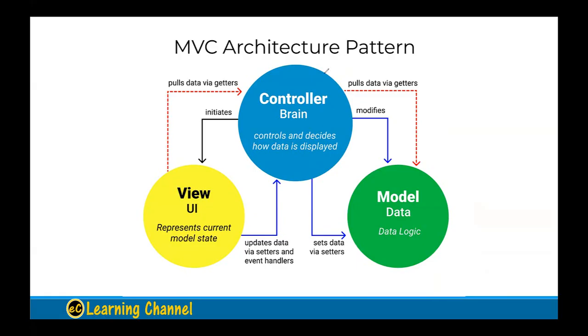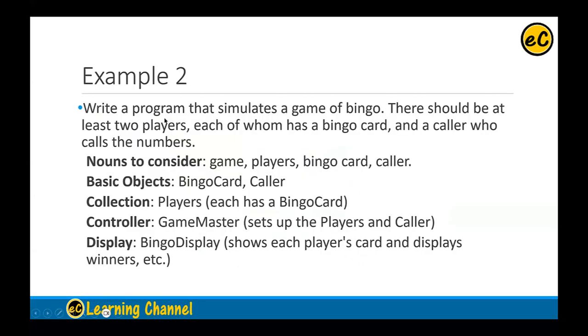So usually you may need to use some sort of design pattern, and a very popular one is called model view controller. So example number two, if we want to simulate a game of bingo, there should be at least two players. So there's a player, as announced, a bingo game, and then there's a card and a caller. So these are different nouns, and you decide to have a class called bingo card, another one called caller, and then your bingo card.